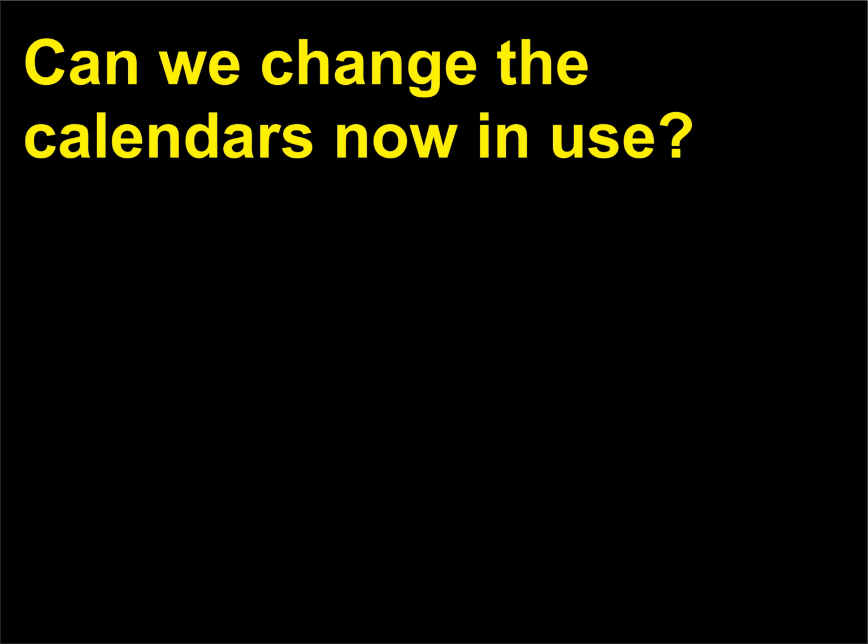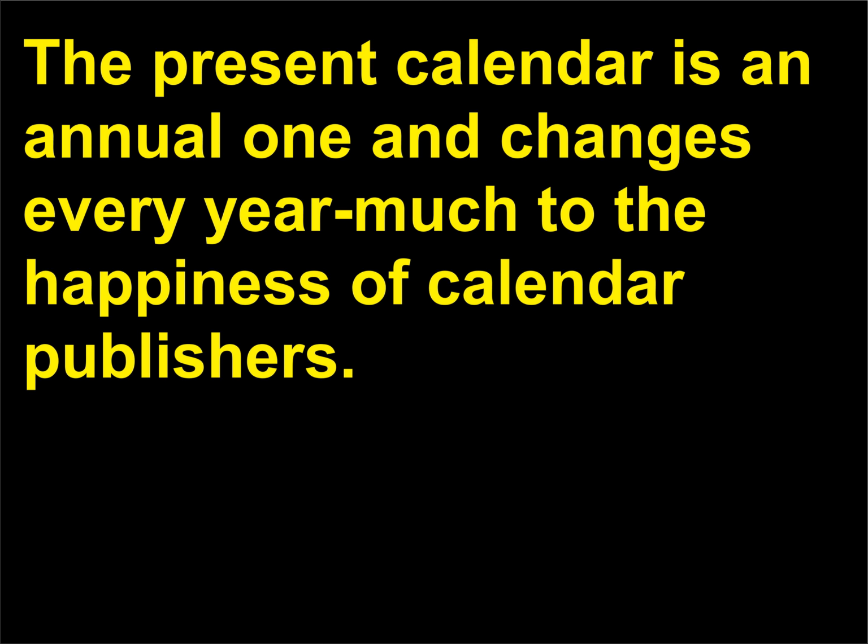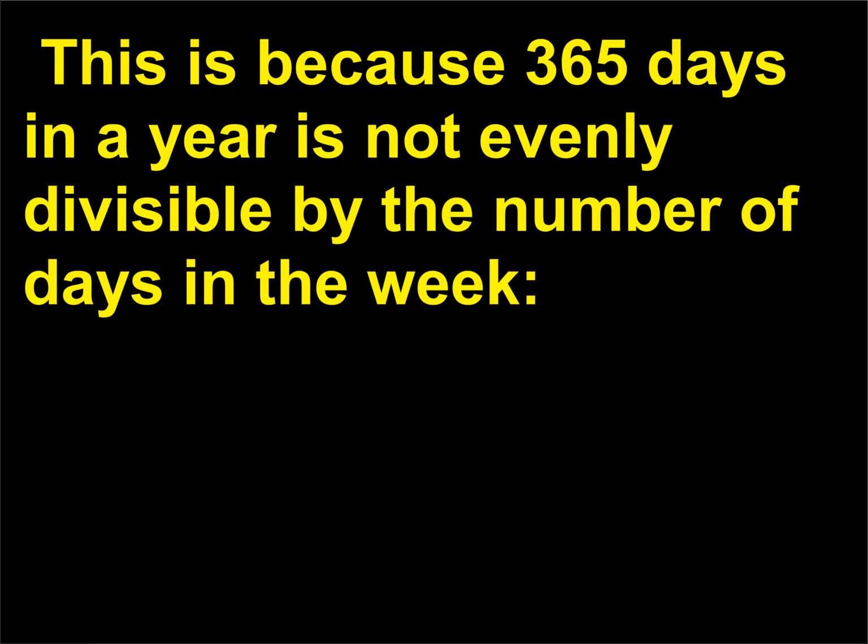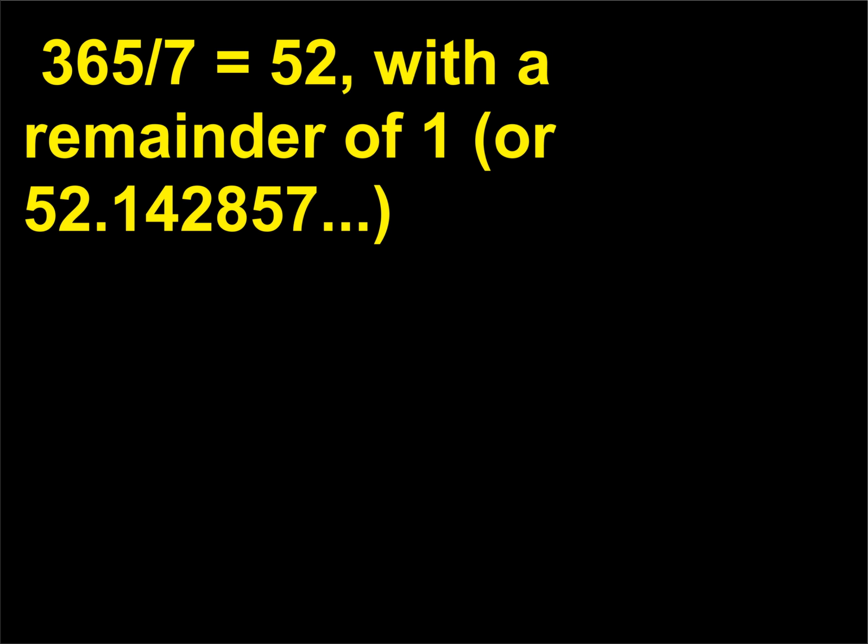Can we change the calendars now in use? The present calendar is an annual one and changes every year, much to the happiness of calendar publishers. This is because 365 days in a year is not evenly divisible by the number of days in the week. 365/7 equals 52, with the remainder of 1, or 52.142857.